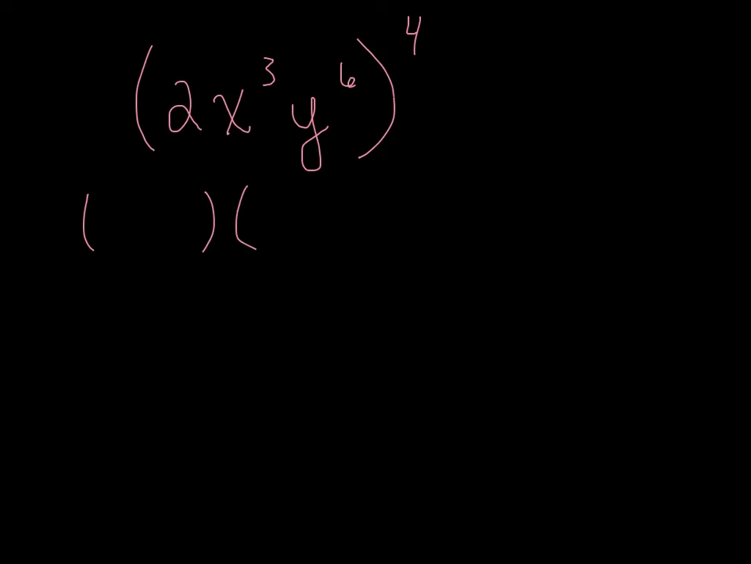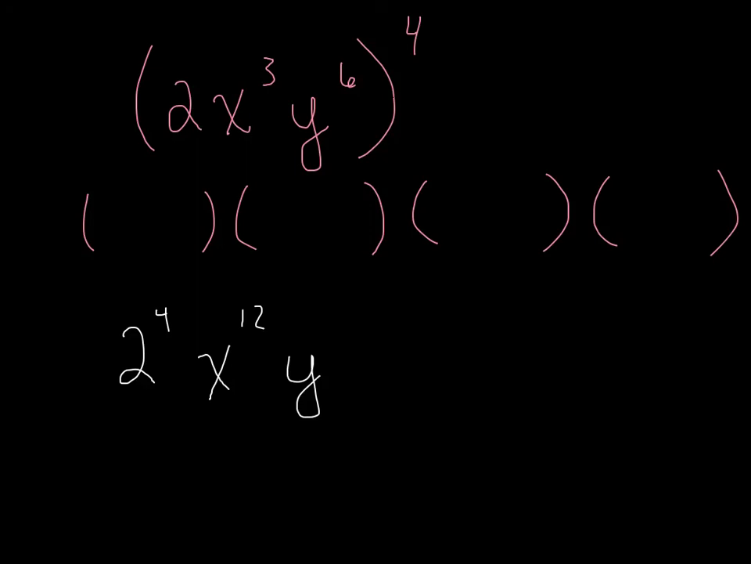So thinking about it, if I were to write 4 of them, how many 2's would I have? Well, I would have 4 2's. So in other words, I would have 2 to the 4th power. How many x cubes would I have? Well, I would have 4 of them as well. So I would have x to the 12th power, because I'd have 4 x cubed, adding the 3 up 4 times makes 12. And then y to the 6th, again I have 4 of them, so it becomes y to the 24th.